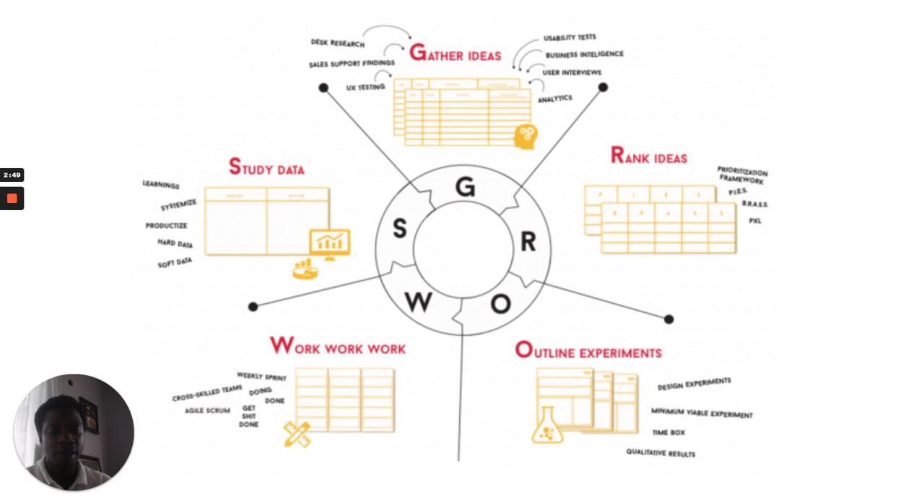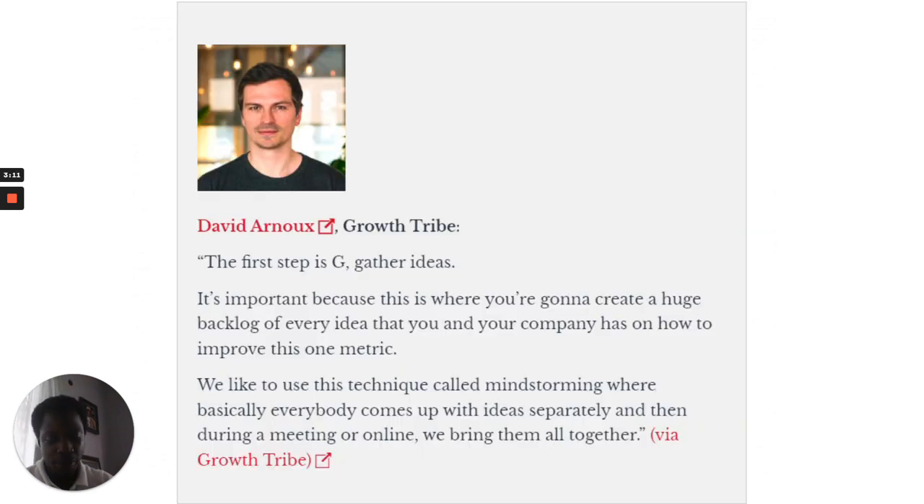And then we have outlining of experiments. How do we outline our experiments? How do we know that what we think will work? Then how do we actually get things done? This is the point where you actually get things done. And then you study your data, and whatever you find from studying your data is what you input into the ideas again. Okay, so let's jump into it.